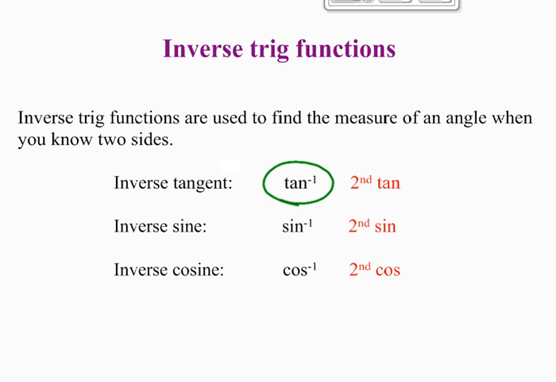We access the inverse tangent on our calculator by doing second tangent. So you hit the second button, then you hit the tangent button, and you'll even see on your calculator there's a little tangent -1 symbol above the tangent button. All right, then we have inverse sine, which is second sine, and we have inverse cosine, which is second cosine on the calculator.